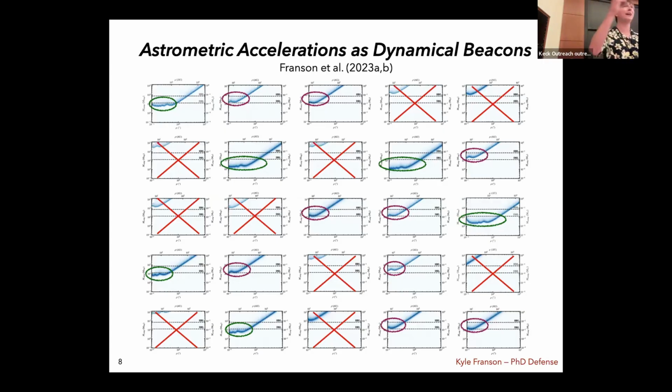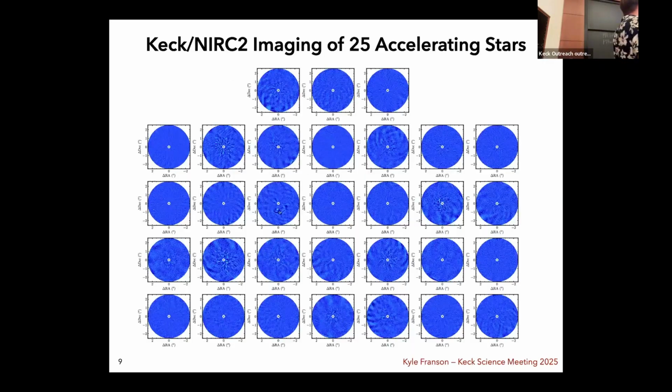And so I'm currently at the later stages of wrapping up and publishing the final results from this survey. So we've obtained NIRC2 imaging, high contrast imaging sequences for 25 accelerating stars. We've been hard at work optimizing the reductions of these sequences and are looking forward to publishing all of this data out into the community in the next couple months here. So what science has stemmed from this significant effort?